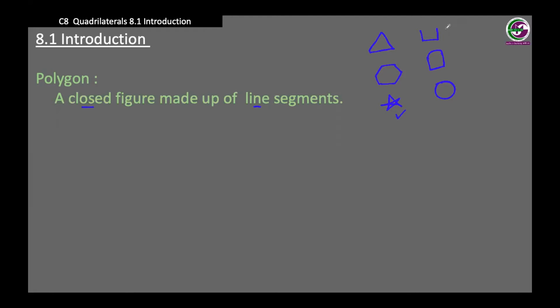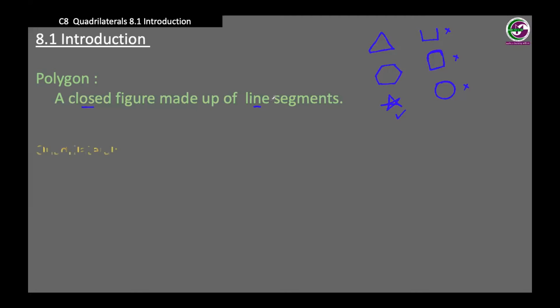Here, this is not closed, so this is not a polygon. This is closed, but this is not a line segment, so it is not a polygon. This is also not a line segment. A circle is not made up of line segments, so these are not polygons. So make sure what is a polygon? It should be closed and all sides should be made up of line segments.